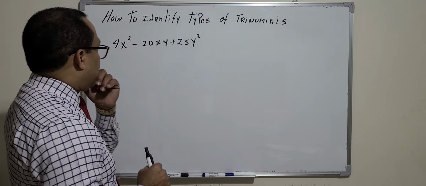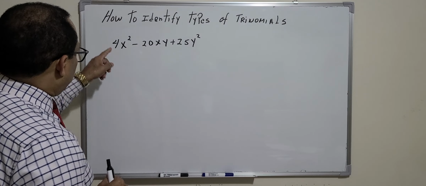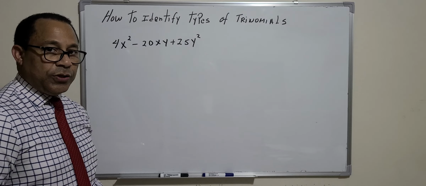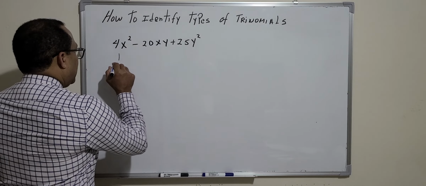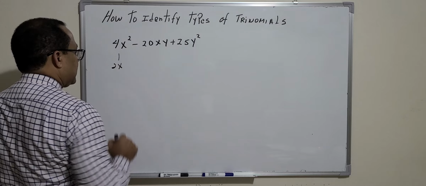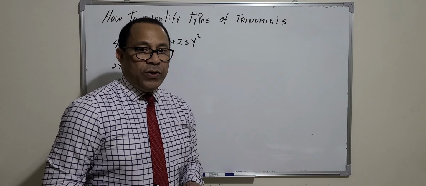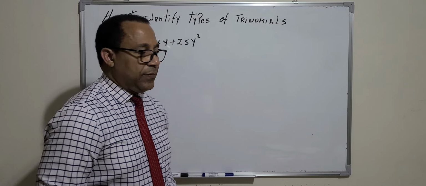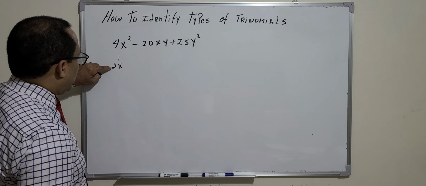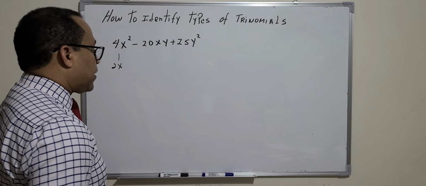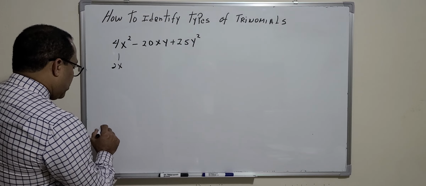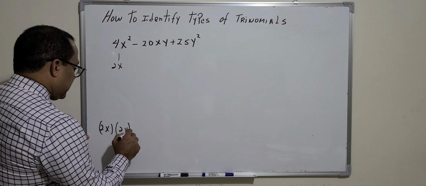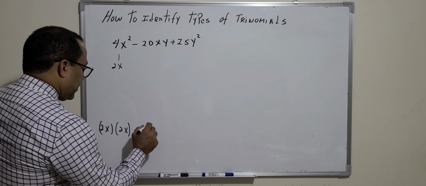Let's see the first one. The first term, 4x to the second power, has a square root, which is 2x. In this video, I'm going to be a little bit more specific about this. Why is it 2x, the square root of 4x to the second? Because we're multiplying 2x times 2x, you get 4x to the second power.